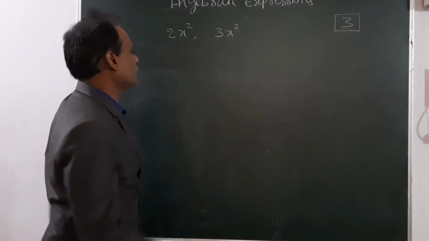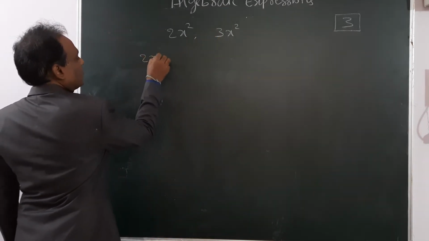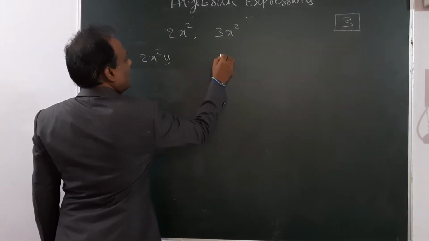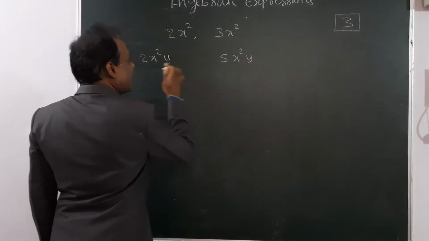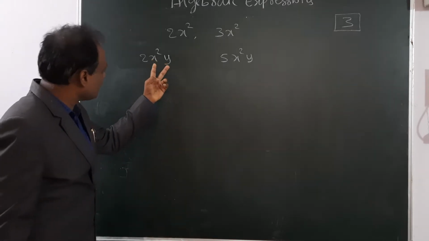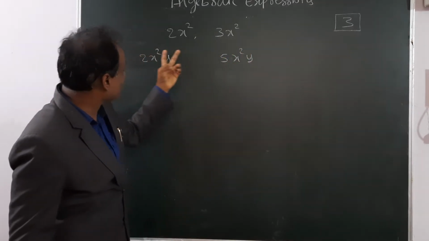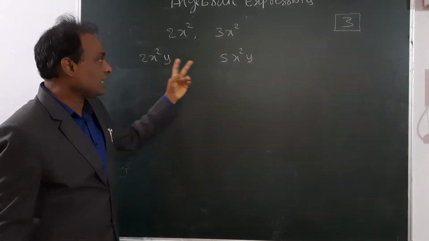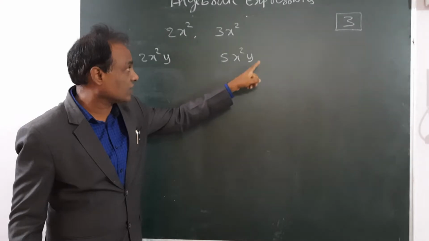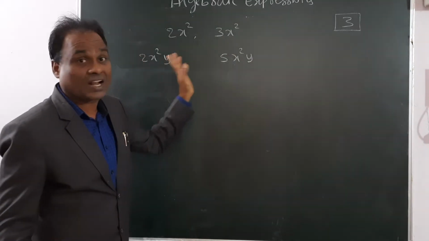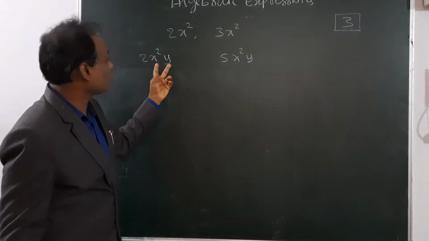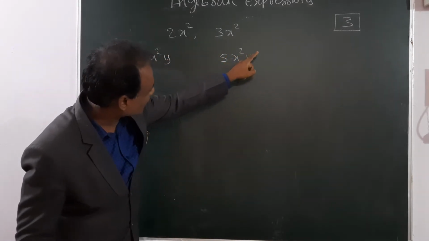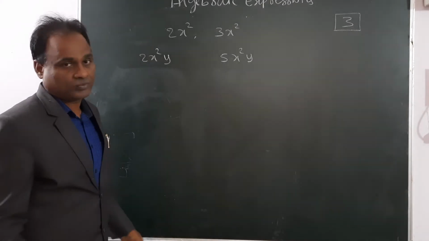2x square, 3x square. Suppose 2x square y and 5x square y, these are like terms. Same variables and same exponents for the variables. Here xy, here also xy. That should not be different. Suppose if z is there, then they are not like terms. x power 2, x power 2; y power 1, y power 1. So they are the same, they are like terms.